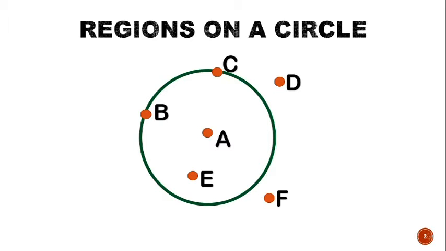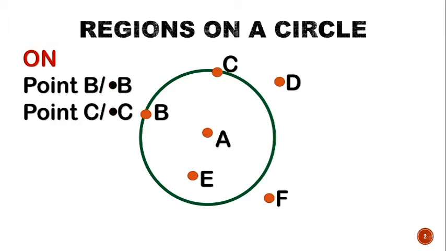Ilo-locate natin or sasabihin natin kung nasaang region yung point na yun in reference to the circle. Merong three possible regions. One is on. So, ano kaya yung mga points on the circle? Okay, that will be point B and point C.